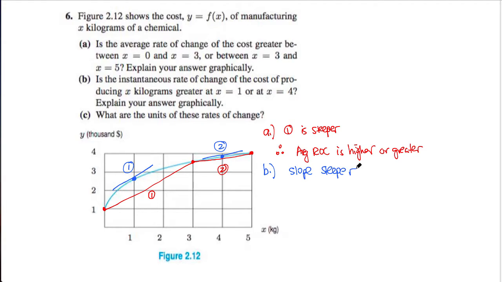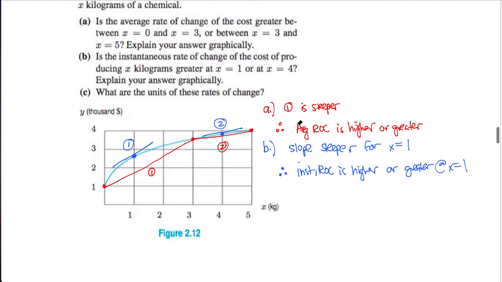So I can say the slope is steeper for x equals 1. Therefore, the instantaneous rate of change is higher, or greater, at x equals 1.